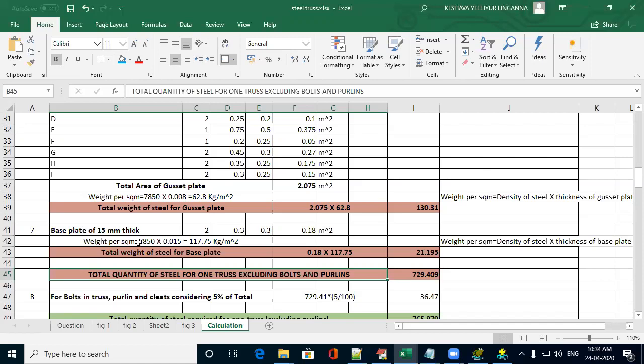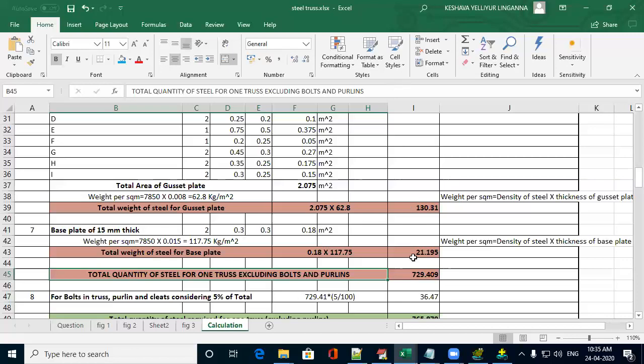In a similar way, you have to convert it into kg per meter square. Both the thicknesses are different. So density of the steel is 7850 kg per meter cube, multiplied by thickness of 15 mm will give you the weight in kg per meter square. If you multiply these two, you will get in kgs. So now you have to add everything. Now everything is done except bolts and purlin. Except bolts and purlin, we have done the calculation for everything.